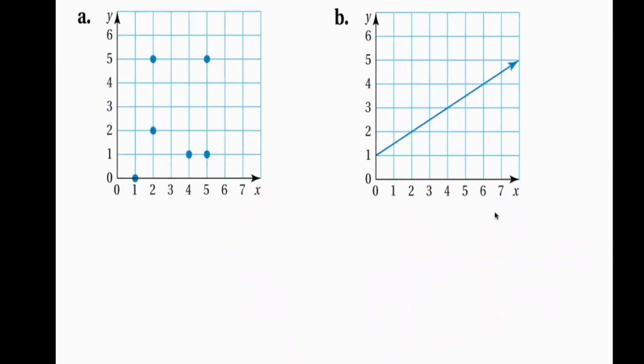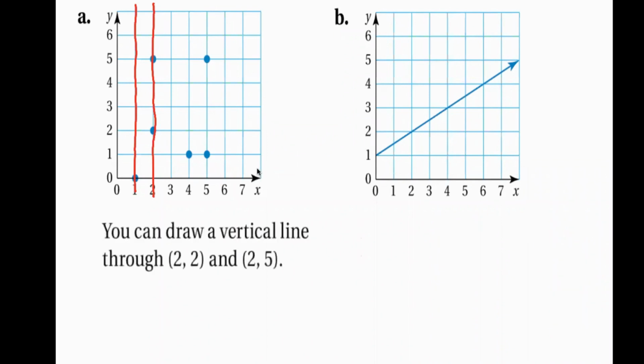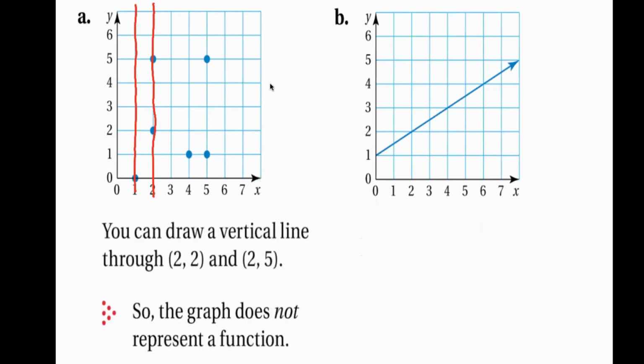For our first example, we're going to determine whether each graph represents a function. So we're going to do this by using the vertical line test. Just draw a vertical line through all the points that you see on the graph. If we draw a vertical line at x equals 1, we see that it only passes through one point. However, if you draw a vertical line through x equals 2, we see that it passes through more than one point. And because it does pass through more than one point, this does not represent a function.